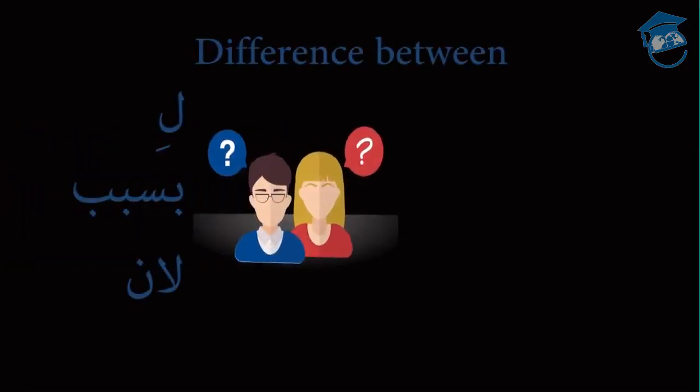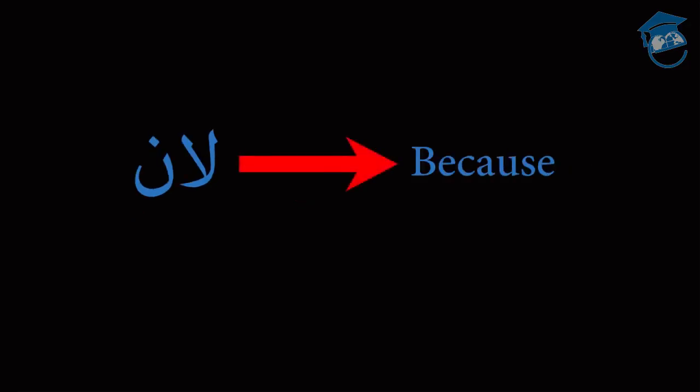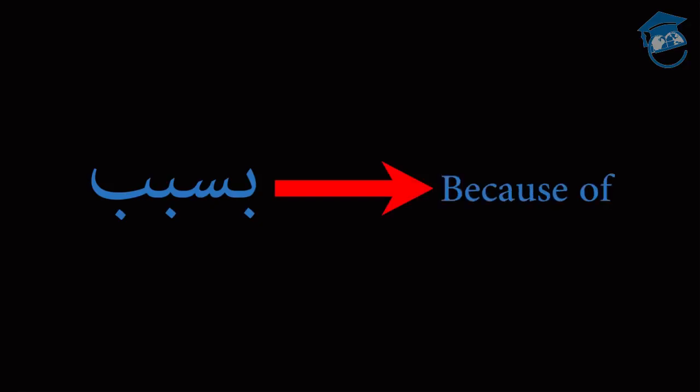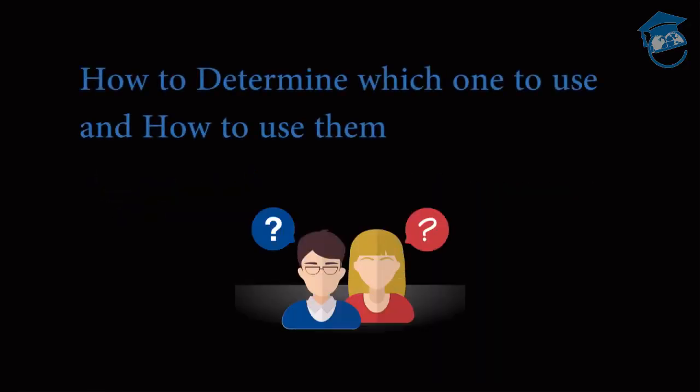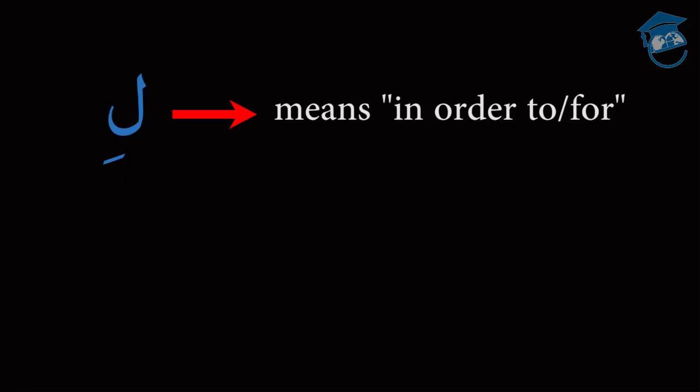So what's the difference between the three choices? Let's find out. Li means in order to or for. Lianna means because. And bisabab means because of. Let's find out how to determine which one to use and how to use them. Let's begin with li. Li is used with the masdar or al-fa'al al-mudara, the present tense verb. It means in order to or for.